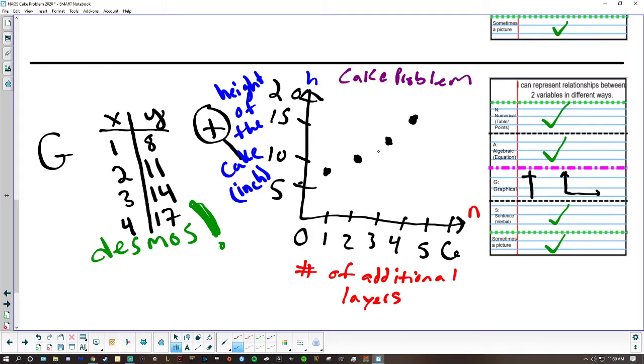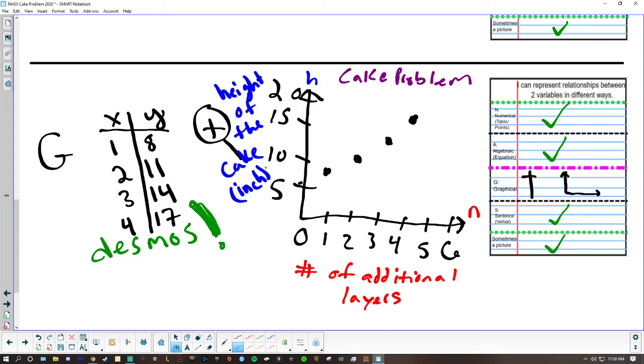No, we can't have half a layer of cake. Since we can't have half a layer, then we cannot connect these dots. So this is not continuous. So we would leave them not connected.